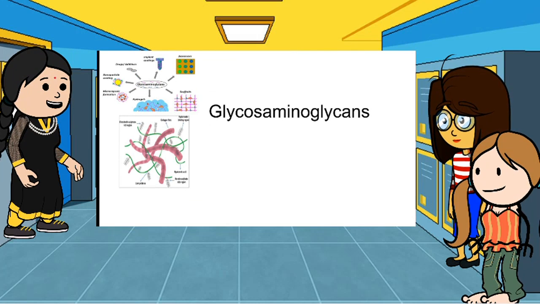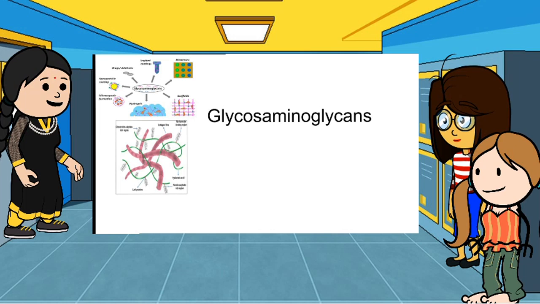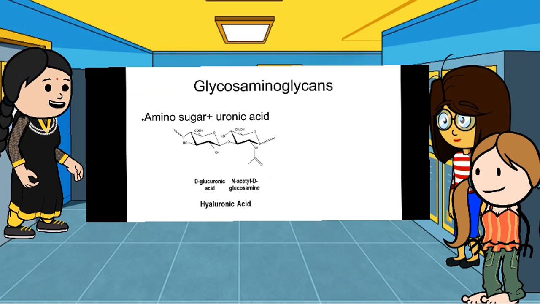Today we are going to discuss mucopolysaccharides, otherwise called glycosaminoglycans. They are a major component of the extracellular matrix and play an important role in wound repair. These are unbranched heteropolysaccharide units composed of disaccharide repeat units, that is, an amino sugar and a uronic acid.